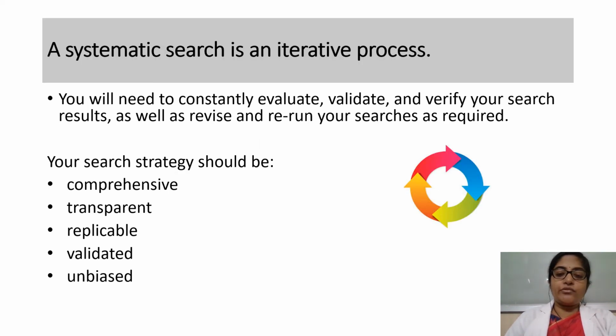One thing we should never forget is that a systematic search is an iterative process. It never stops. There are several iterations, and we need to constantly evolve, evaluate, validate, verify, and revise and rerun our searches if required. The search strategy should be comprehensive, transparent, replicable, validated, and unbiased. And to make sure that the strategy is correct, we have to do several iterations before we land up with the final results.